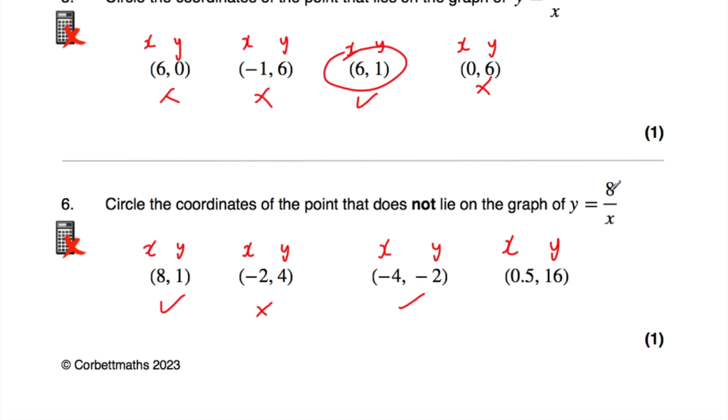And this one, 0.5: 8 divided by a half, how many halves go into 8? That'll be 16, so that one lies on the graph as well. So we've been asked to circle the coordinates of the point that does not lie on the graph, so it's this one, negative 2, 4, and that's it.